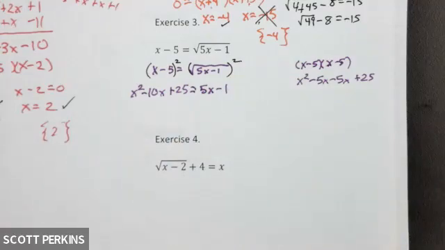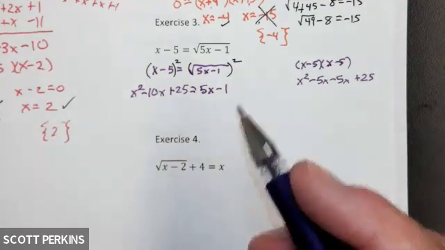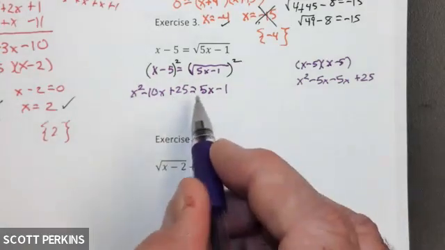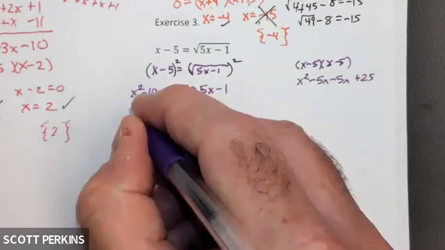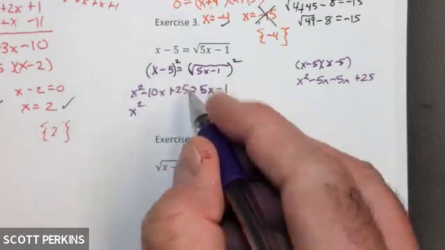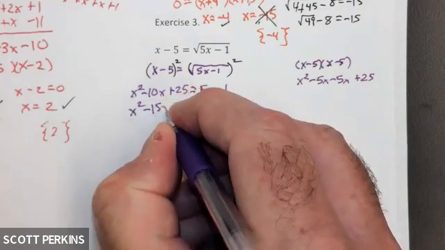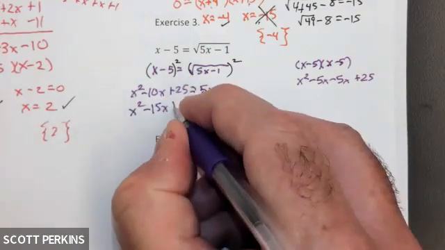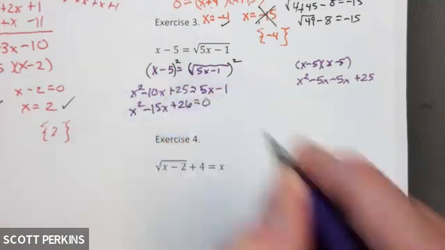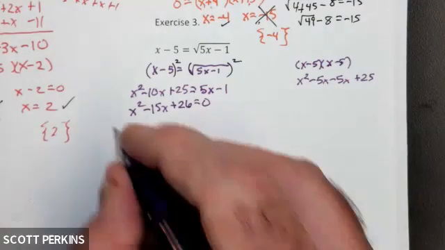Up to here, we good with the algebra? It should be stuff you've seen before, but again, I don't like to assume when I don't have to. So I'm going to subtract the 5x from both sides. Negative 10x minus 5x is negative 15x. I'm going to add the 1 to both sides. I get 26.